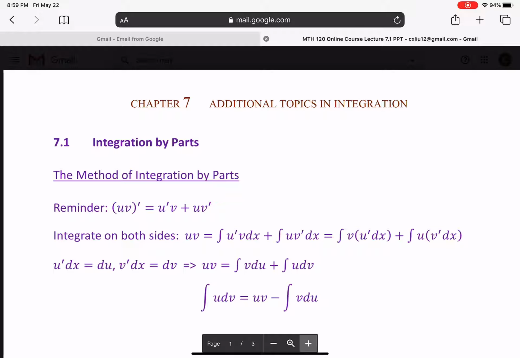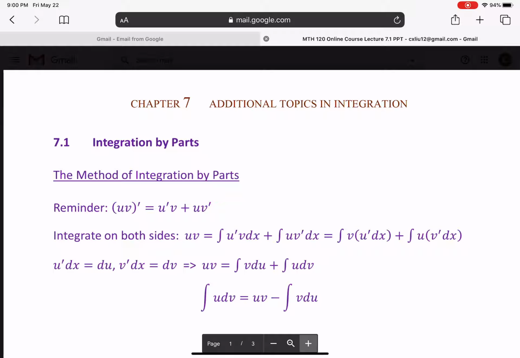Hello, today we're going to start a new chapter, chapter 7, additional topics in integration. In chapter 6, we introduced integration and we discussed some basic rules for integration. All of them have a correspondence from differentiation rules. And it turns out it's much more difficult to integrate than to differentiate. In many cases, you might need to seek some special techniques, and integrating by parts is just one of those techniques. So let's talk about integrating by parts in 7.1.